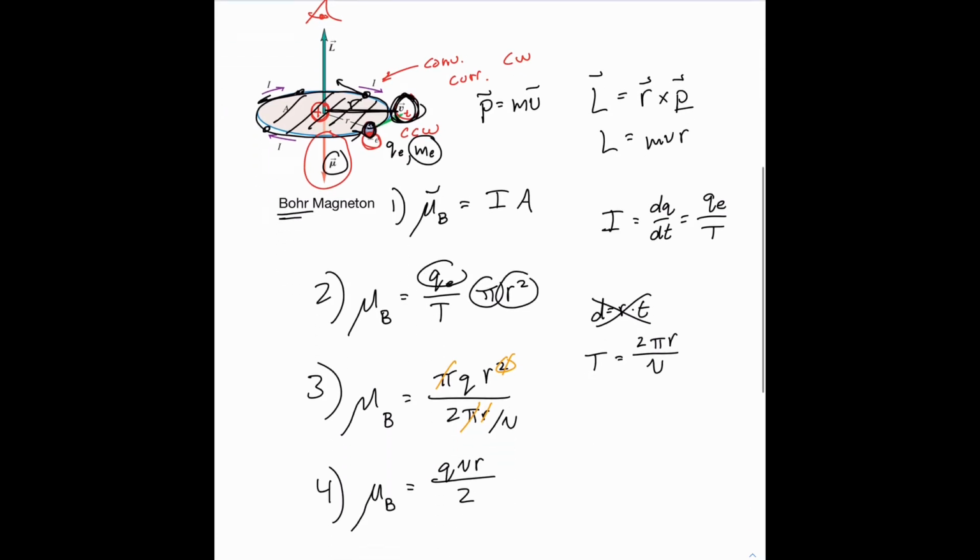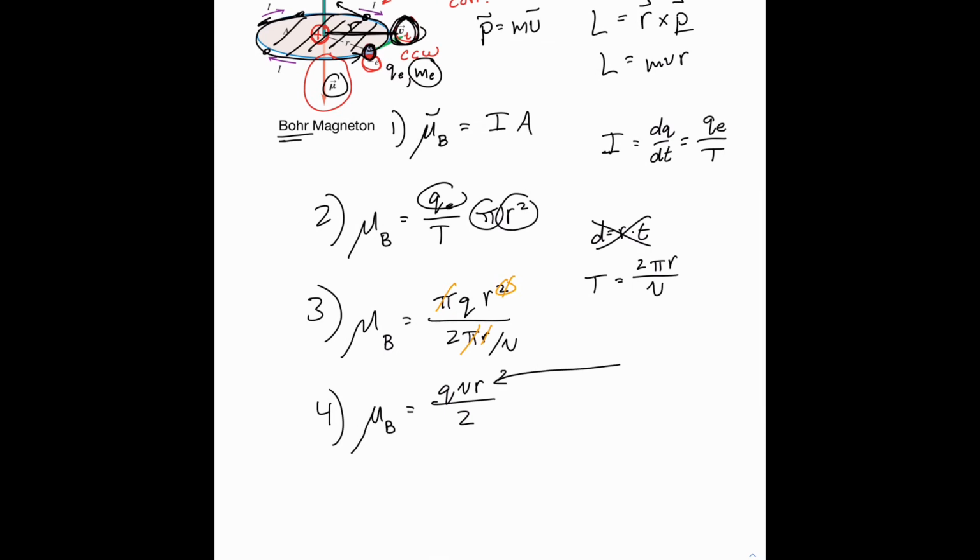Or, in other words, the r we have right here can be substituted with angular momentum divided by mv. So let's do that. The Bohr magneton is equal to qvL over 2mv. And now the v cancels out, and we can say that the Bohr magneton is equal to q over 2m, of course this is the charge of an electron and the mass of an electron, times the angular momentum.